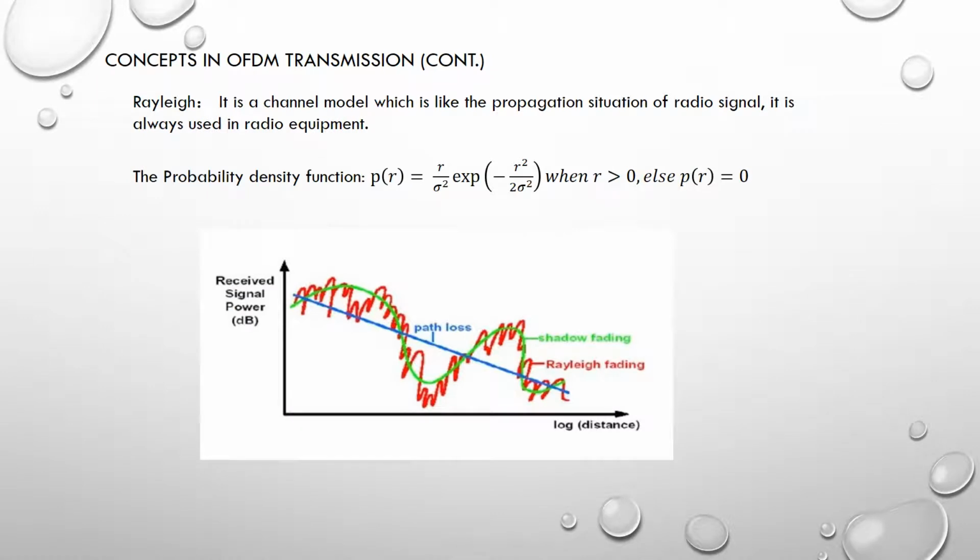Rayleigh is a channel model which is like the propagation situation of radio signals. It is also always used in radio equipment. And this is the equation of the probability density function and an example of signals under the Rayleigh channel.